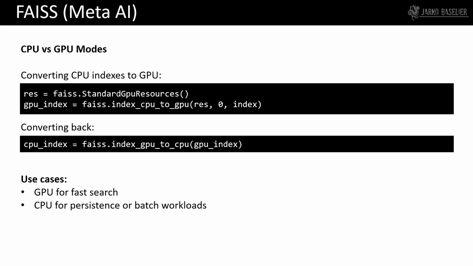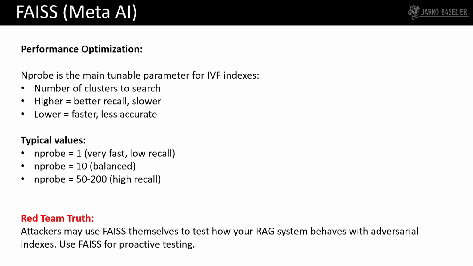And then we have CPU versus GPU modes. We can convert CPU indexes to GPU, and we do this with a specific method where we build a GPU index and call the method faiss.index_cpu_to_gpu to rebuild it, and we can convert it back with the faiss.index_gpu_to_cpu function. So we can use GPU for fast searches and CPU for persistence or batch workloads.